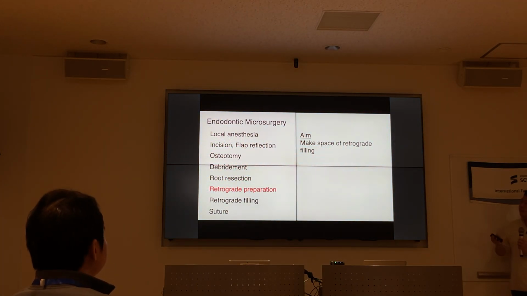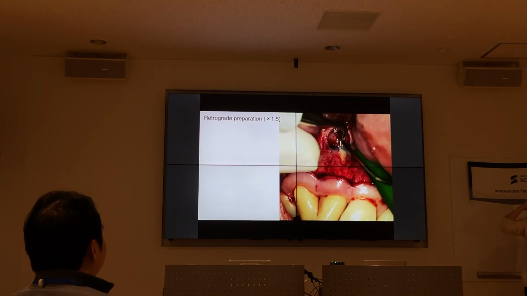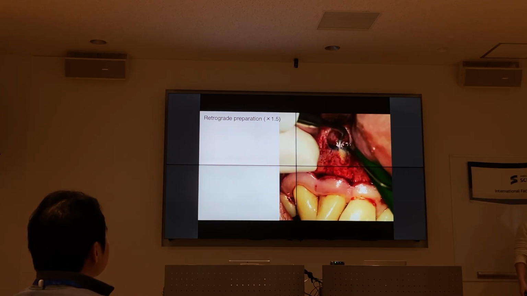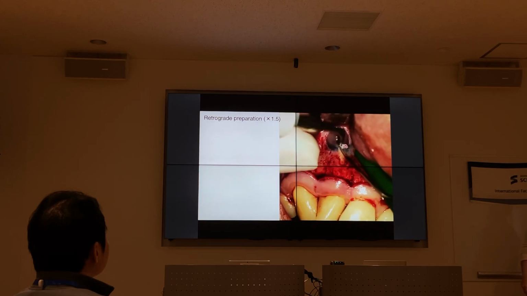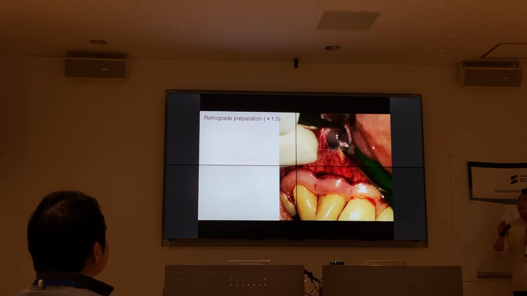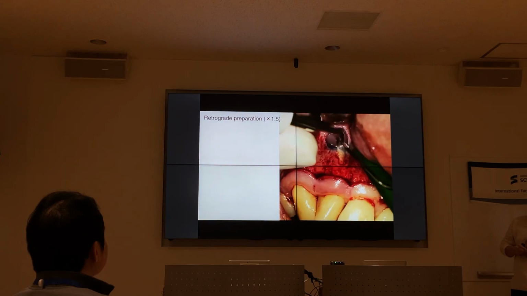Then after that, retrograde preparation. The aim is to make space for the retrograde filling. I always use the ultrasonic tip like this. It just removes the gutta-percha in the root canals. A depth of around 3 millimeters is better.